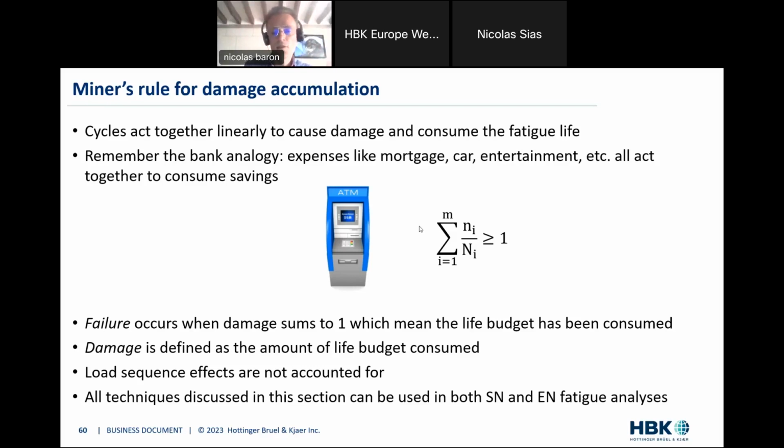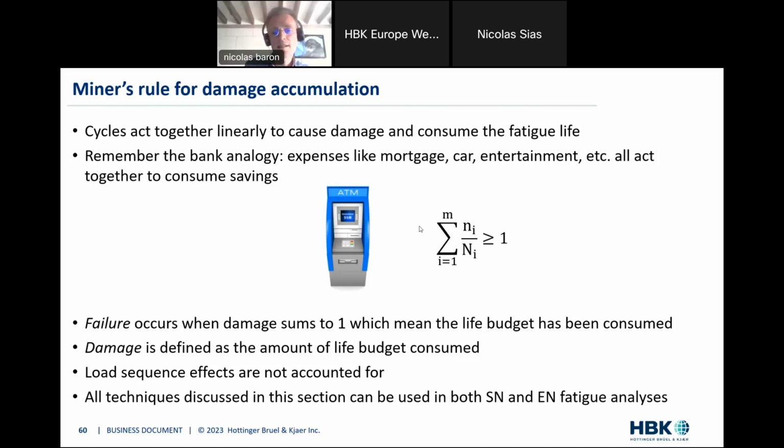So Miner's rule says two things. First of all, we can accumulate the damage, and Miner, so it's like the amount of life in your budget that's been consumed. And Miner's rule second says that once this value that you have calculated during the summation reaches 1, we say we have no budget anymore. So there is no life anymore in your item. So there is failure. It breaks. So that's Miner's rule. Two things.